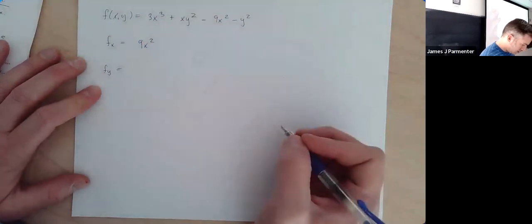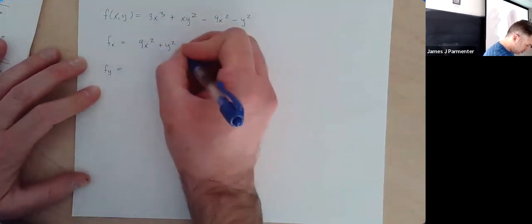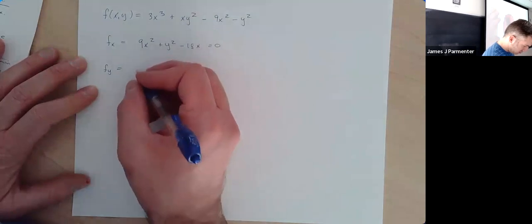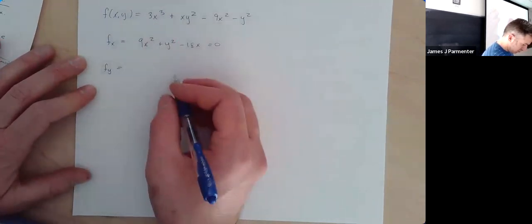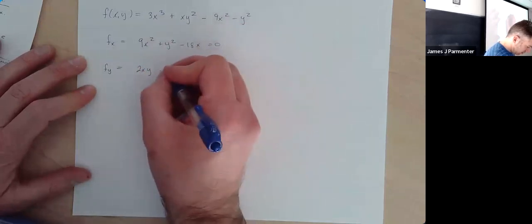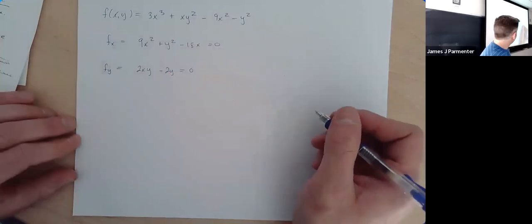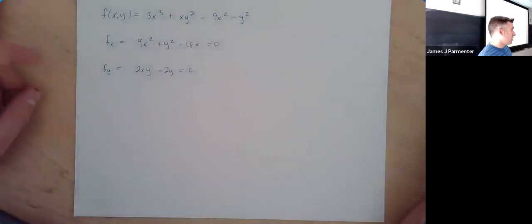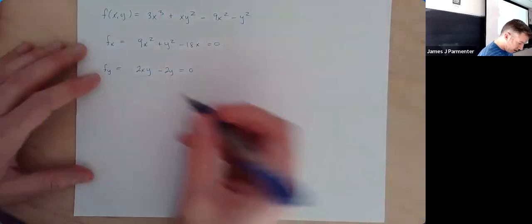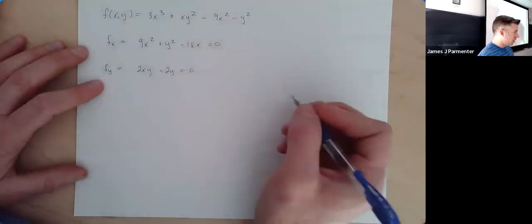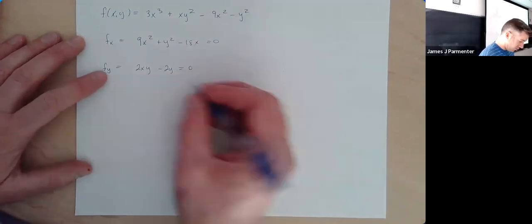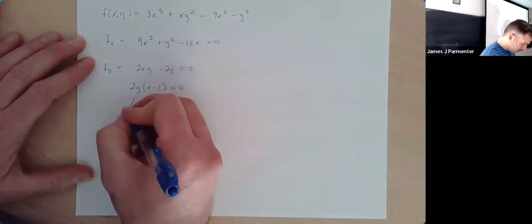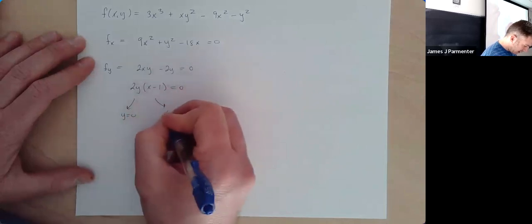So our partials: 9x squared plus y squared minus 18x, set that equal to 0. And then we're also going to have 2xy minus 2y equal to 0. Rule of thumb, deal with the easier looking thing first. Of these two, the second one looks easier, so I'm going to do that. If I factor out a 2y, I'm left with an x minus 1. So I either get y equal to 0 or x equal to 1.